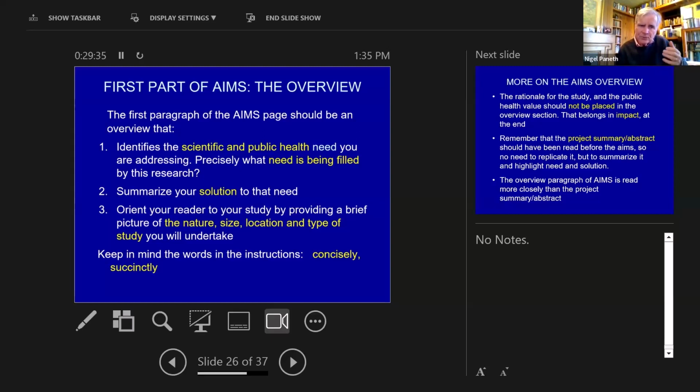And then as you move on, you summarize your solution. And I say this is the first paragraph, but this is the first chunk of writing. It can be more than one paragraph. And you orient your reader to your study by providing a brief picture of the nature, size, location, and type of study. And always keep in mind, concisely and succinctly. Next slide.